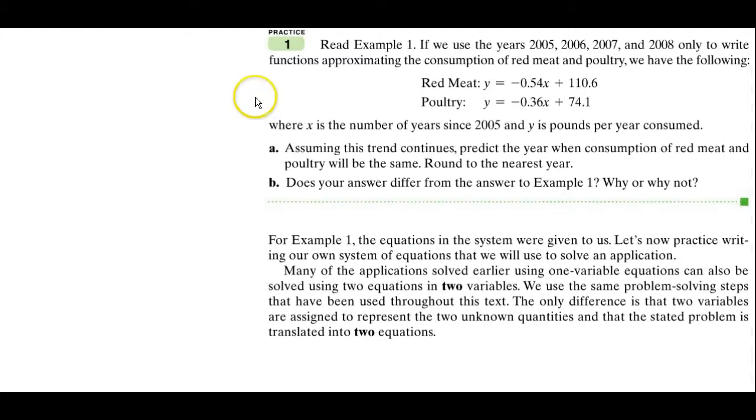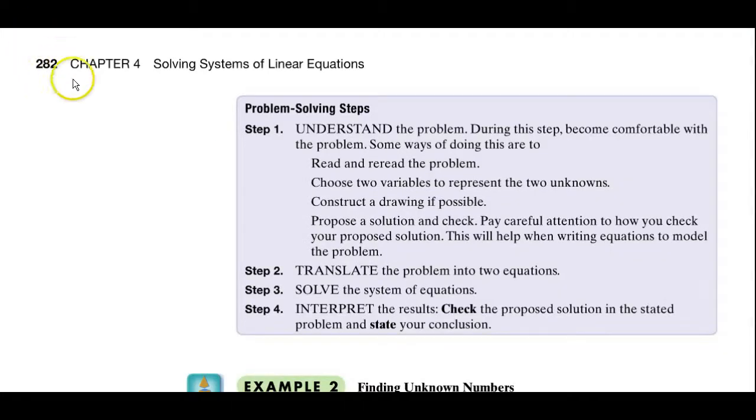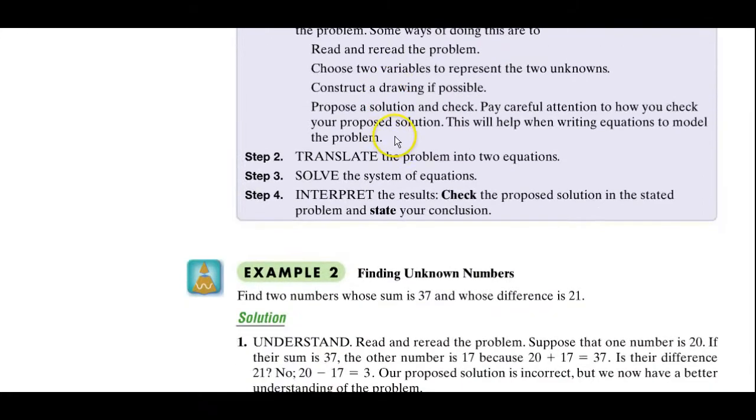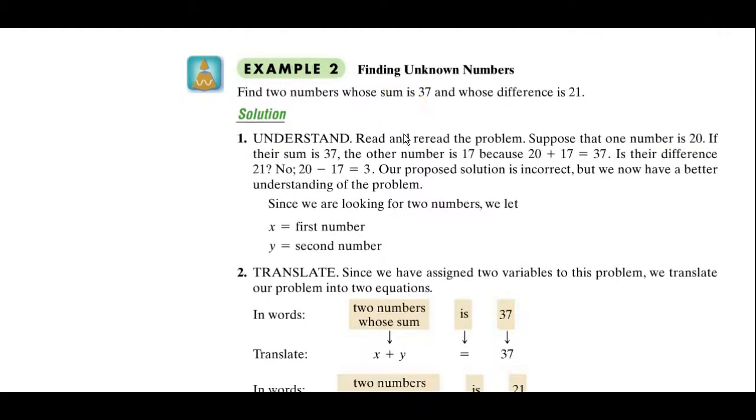Okay, let's go on to the next one here. So once again, they are reviewing the steps of problem solving that we first looked at in Chapter 2. All right, example 2, finding unknown numbers. Now we did some like this in Chapter 2, but let's see what we have here.